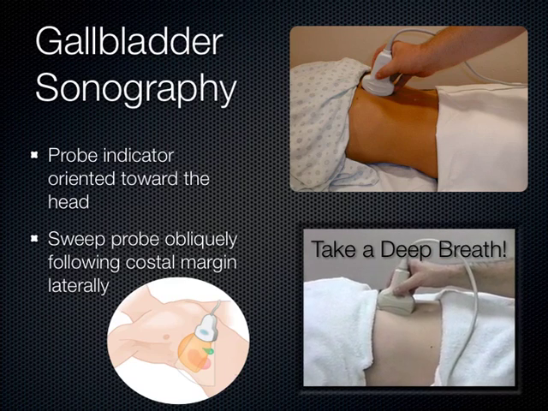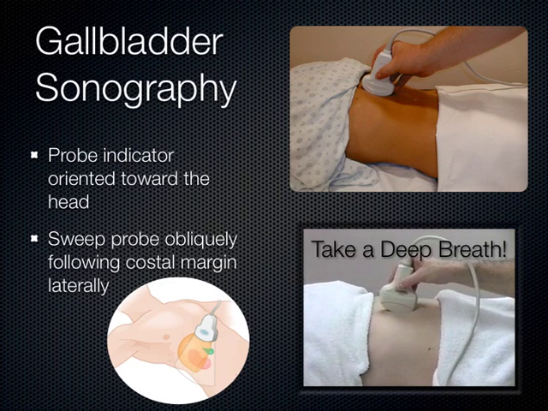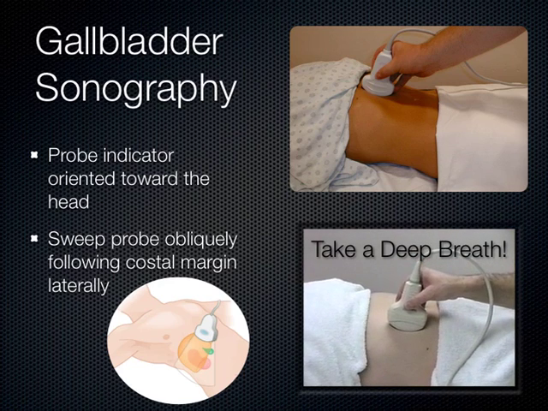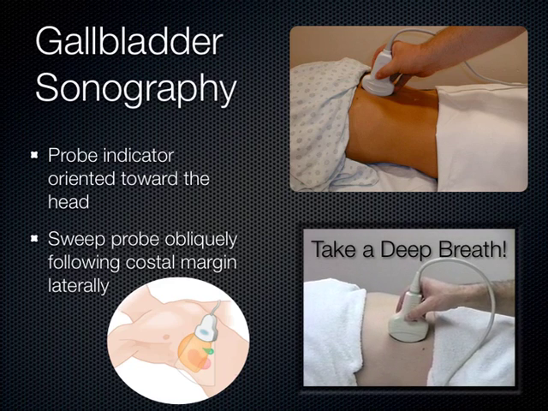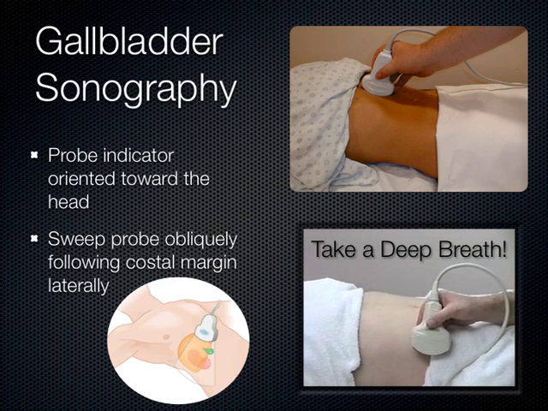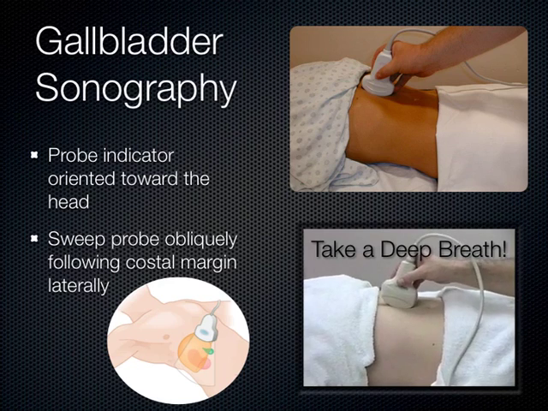Gracie, if you want to hand those out while I'm doing the gallbladder. We're going to have the indicator aimed towards the patient's head in a sagittal plane, and then the patient's going to take a deep breath, and that's called the subcostal sweep, okay?